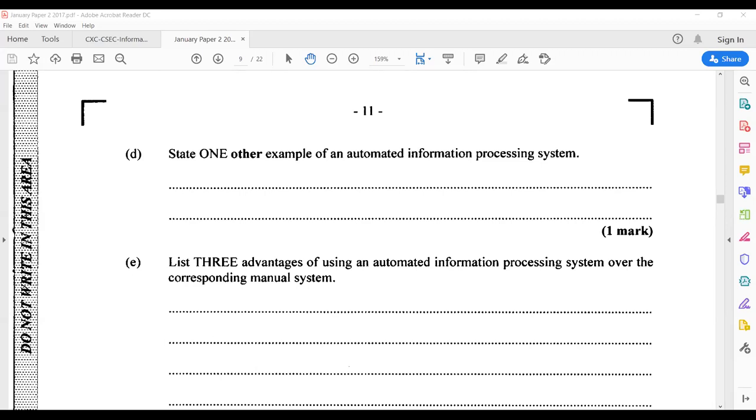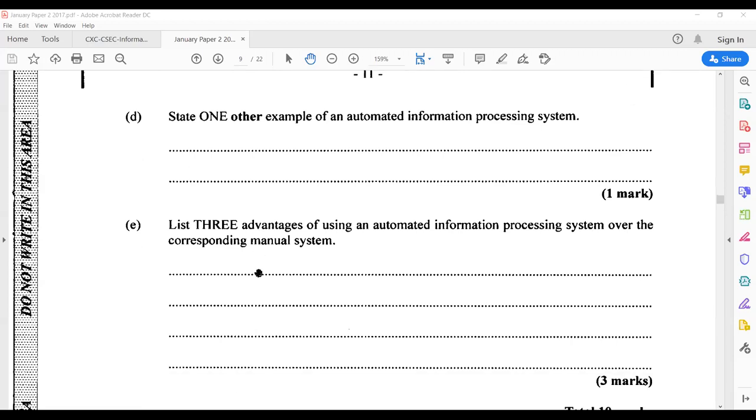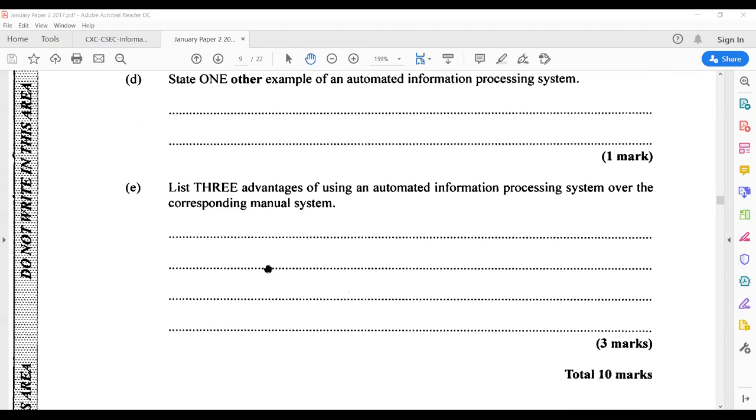What about a gas station? That could be one too. You input your payment credit card, and then you get the gas, and then it prints out something. So that's one also, right? So that's D. And part E, list three advantages of using an automated information processing system over the corresponding manual one.